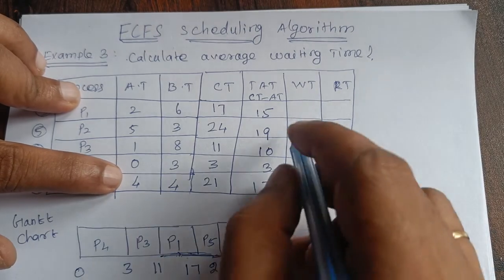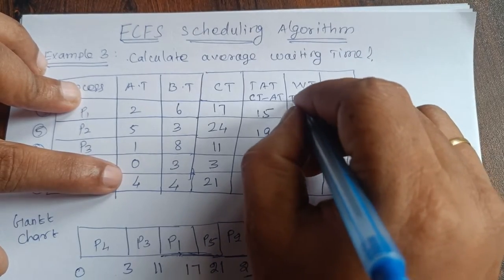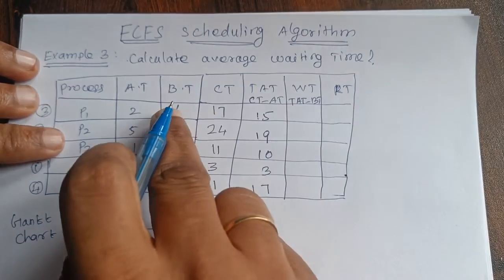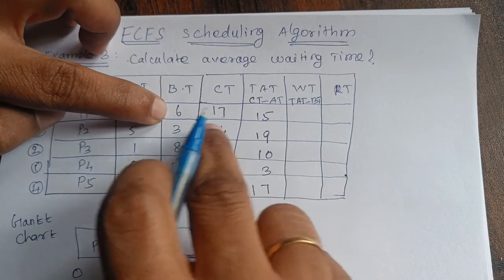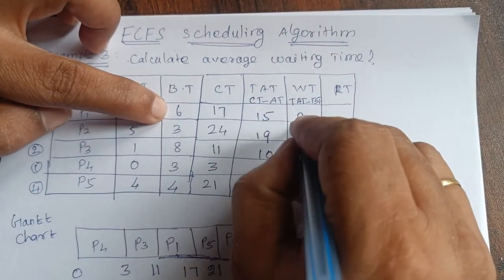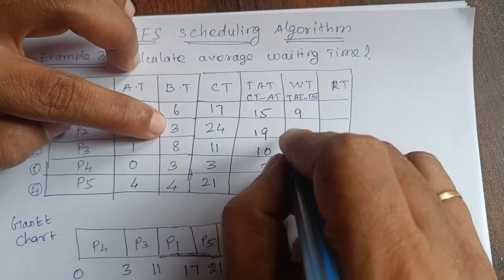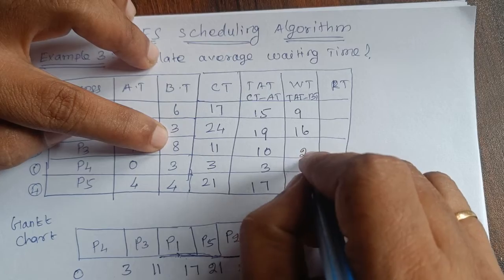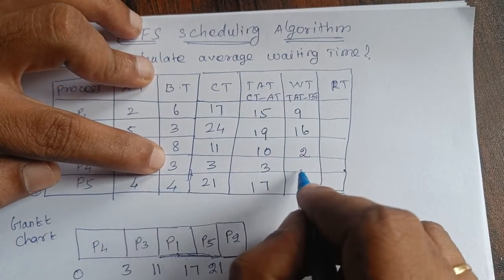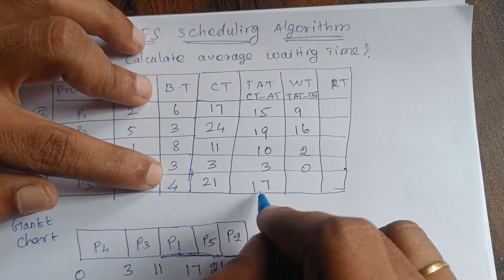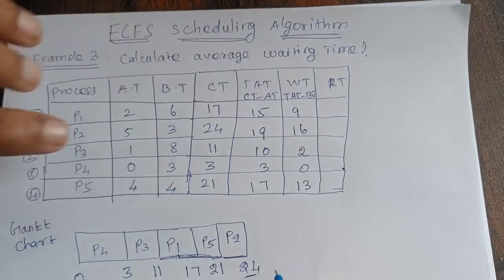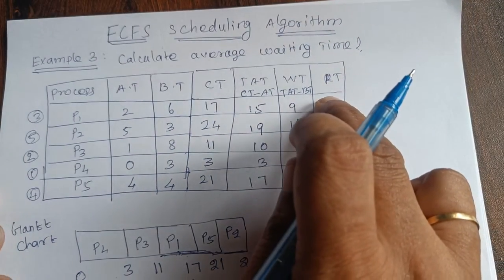Now the waiting time is turnaround time minus burst time. So 15 minus 6 is 9. 19 minus 3 is 16. 10 minus 8 is 2. 3 minus 3 is 0. 17 minus 4 is 13.